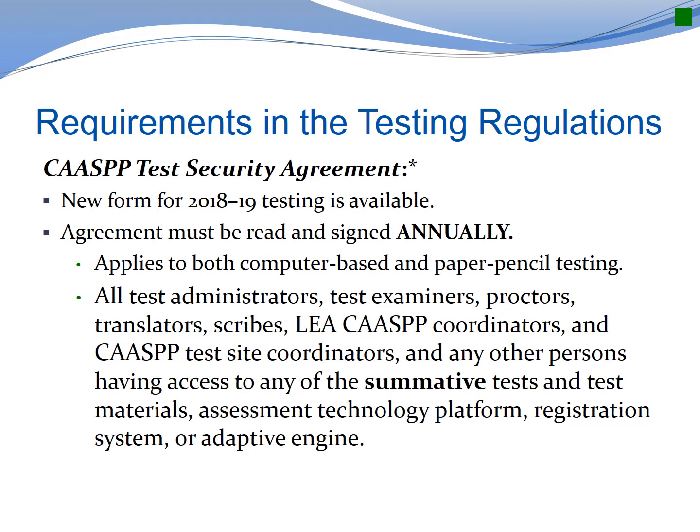Testing regulations require that annually all staff having access to secure test materials read the CAASPP Test Security Agreement form. This form is available as a link prior to launching this training module. Please read and sign that form and turn it in to your test site coordinator or LEA CAASPP coordinator as appropriate.